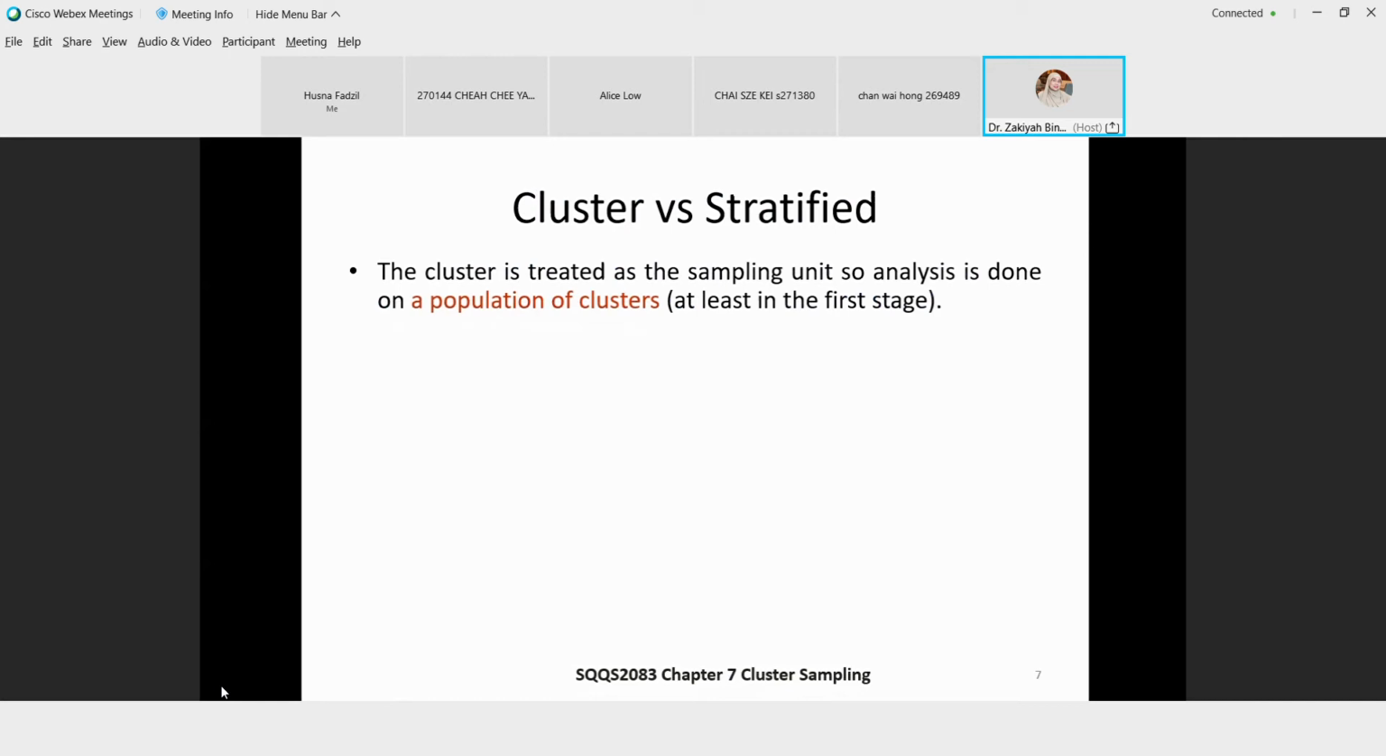Now, cluster versus stratified. Cluster is treated as the sampling unit, so analysis is done on a population of clusters.